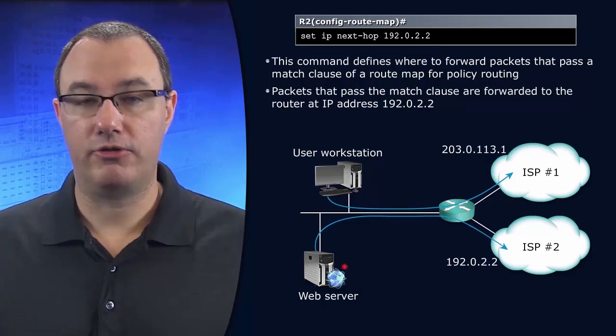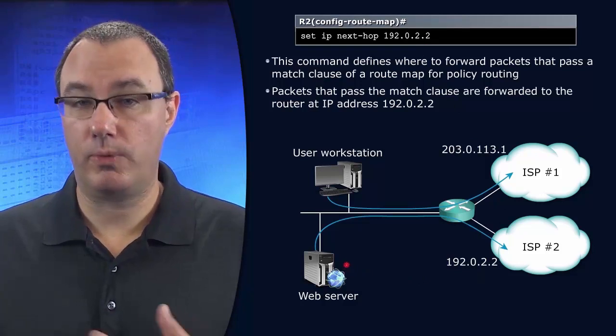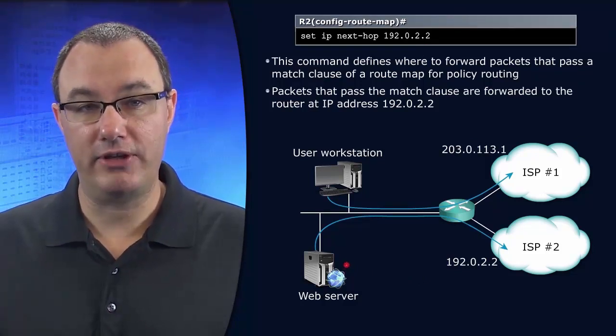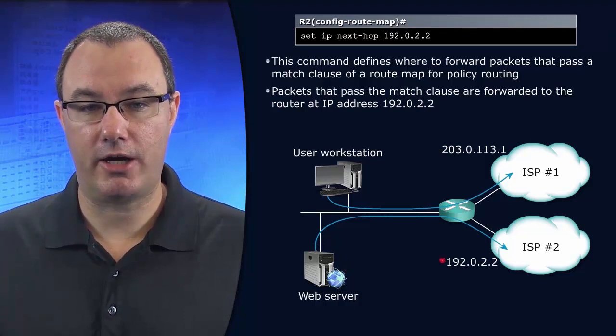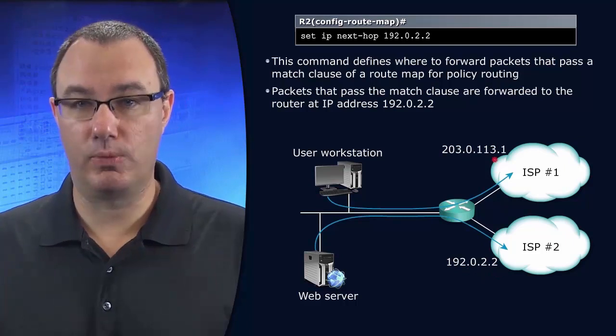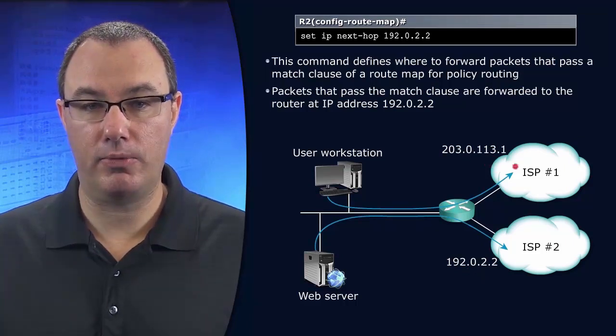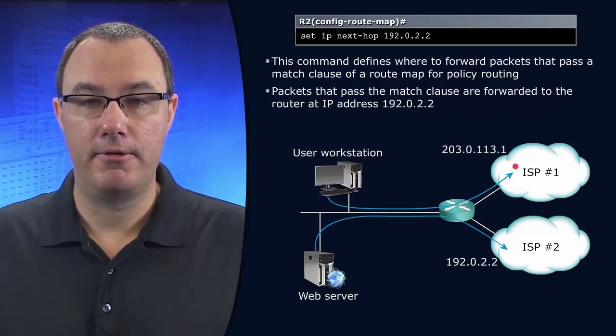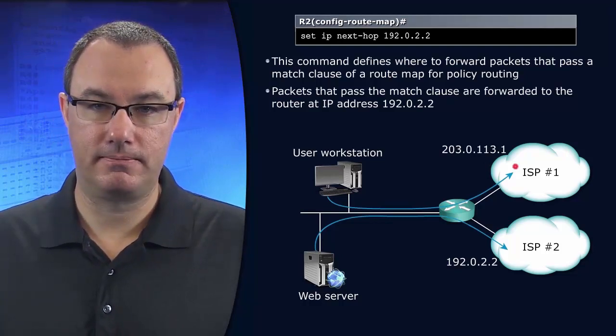So our scenario says, look for the web service traffic. We do that with a match statement. And if you see that, then set the next hop to 192.0.2.2. And the default, the regular routed traffic is going to go through ISP1, which presumably is our primary ISP.